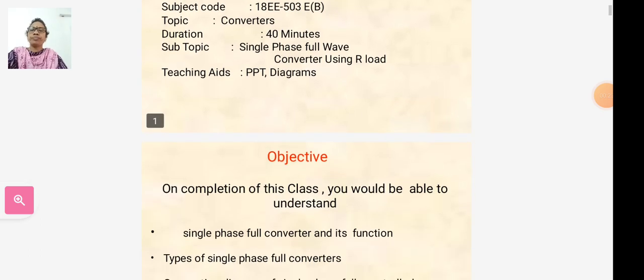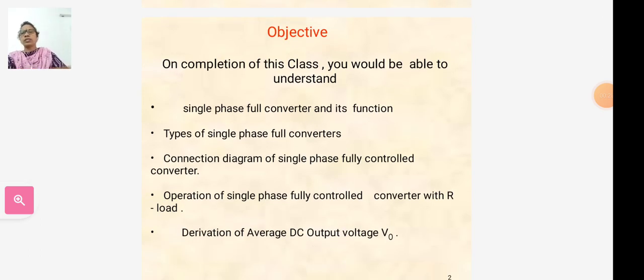In previous classes, we discussed the single phase half wave controlled converter using RL load, and also using a freewheeling diode with RL load. So actually, what is the need of the freewheeling diode? I am just discussing it briefly.